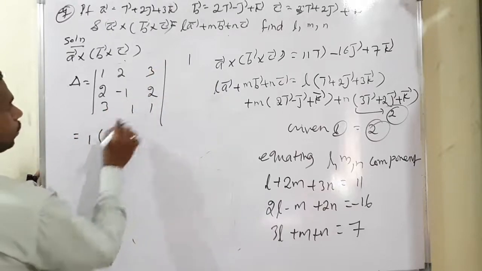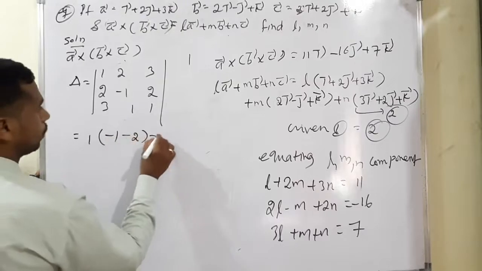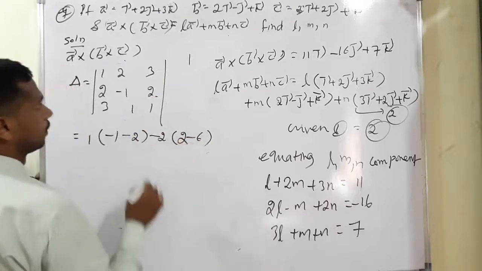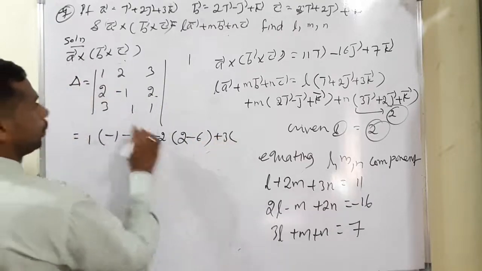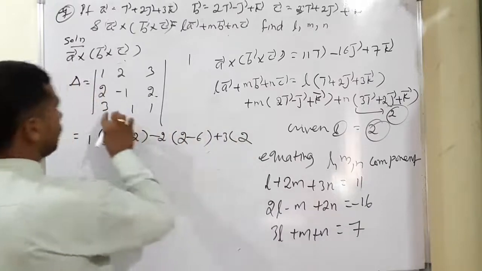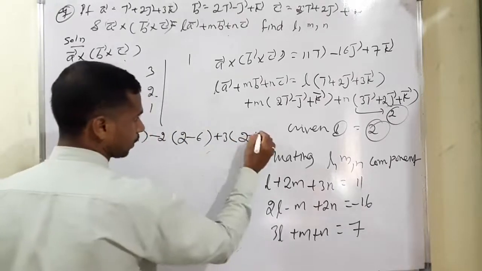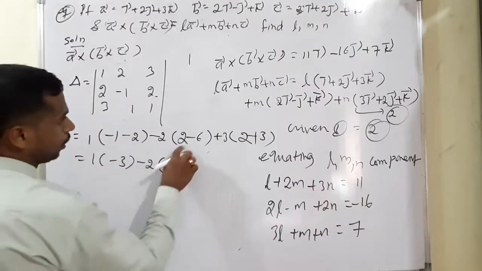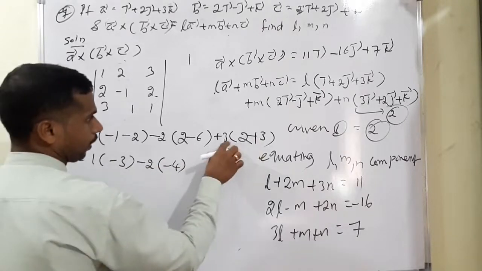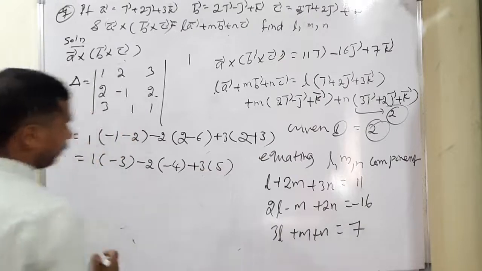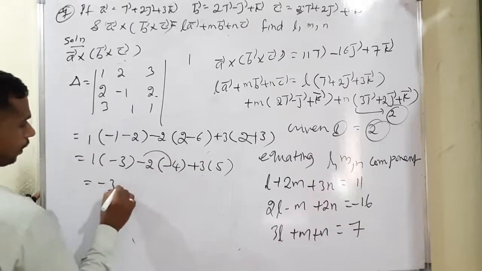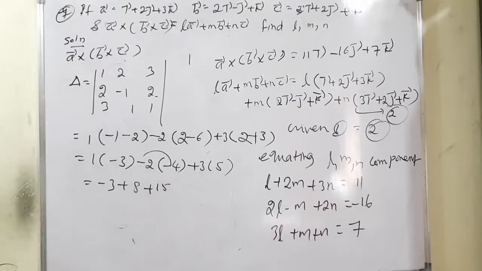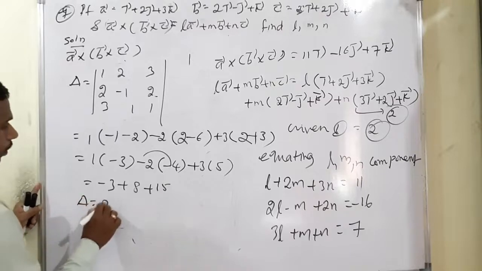Now 1 into minus 1 into 1 minus 1 into 2, cross multiply means minus 2, so minus 3. Again minus 2 into 2 into 1 is 2, 2 threes are 6, but minus 6, so minus 4. Again plus 3 into 2 into 2 is 4, 3 into minus 1 is minus 3, cross multiply means extra minus, so positive 8... 3 fives are 15. So 15 plus 8 is 23, 23 minus 3 means the del value is 20.